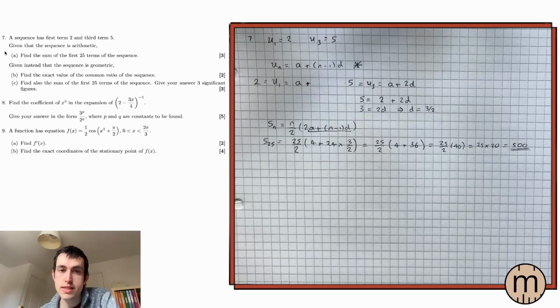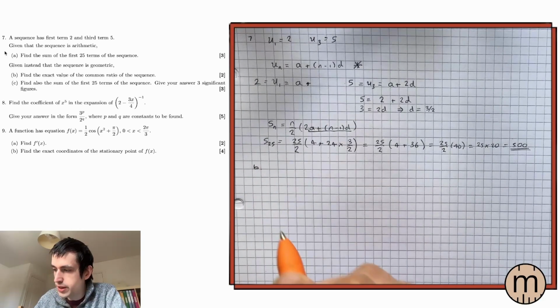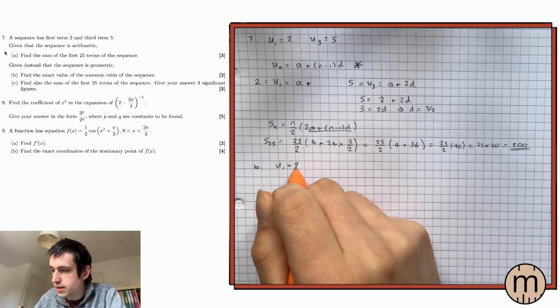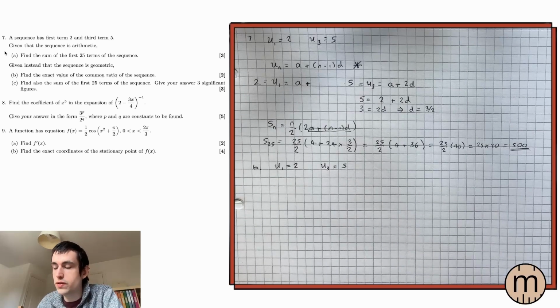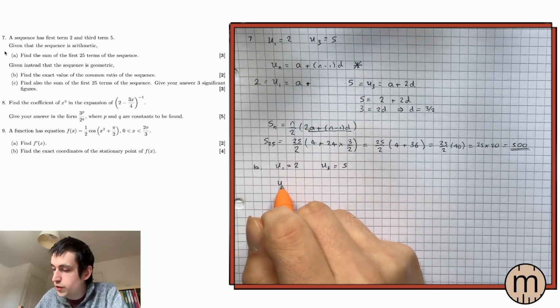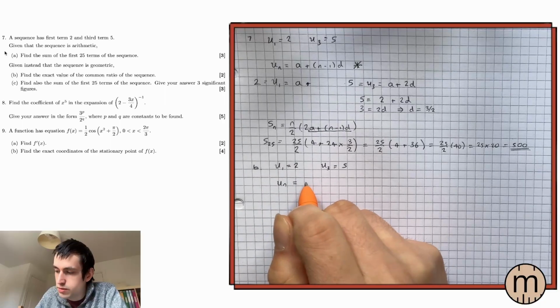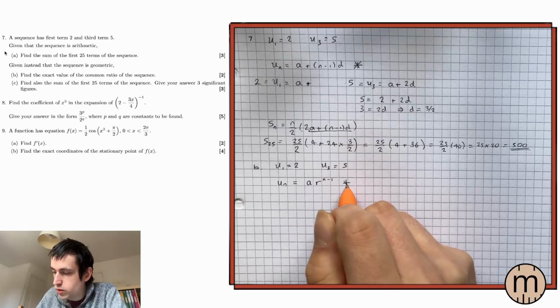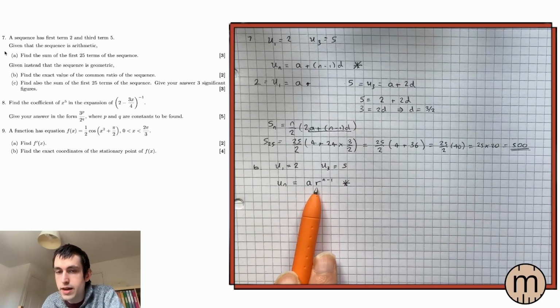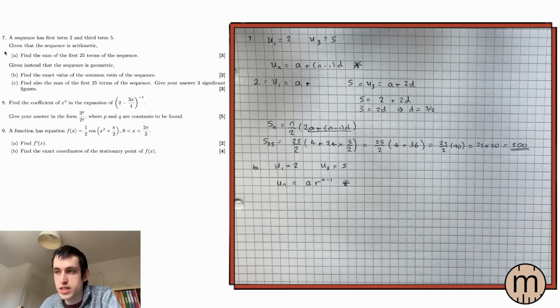In a shocking twist of events in part B, we're told instead that the sequence is now geometric. And if it's geometric, it doesn't make a difference to the fact that the first term is still 2 and the third term is still 5, but it does make a difference with the formula that we have to use. Now the new formula, and again I'm going to star this in a second because you aren't given this, it's A times R to the power of n minus 1. And this time, R is the common ratio rather than the common difference. So that's the thing that you have to times by each time in the geometric sequence, rather than add each time in the arithmetic sequence.